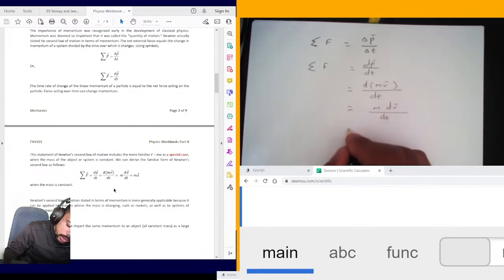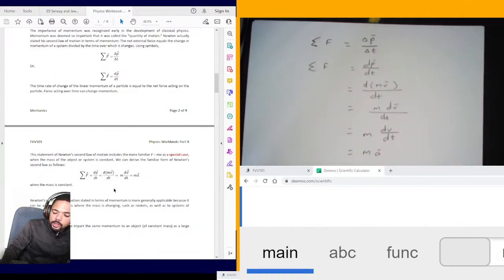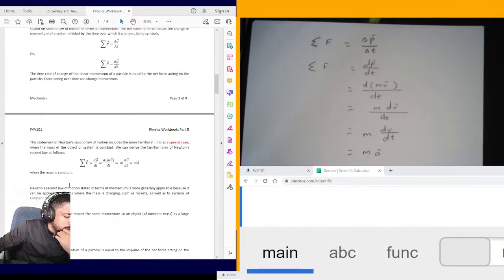Now the change in velocity over the change in time is nothing but the acceleration. And there you have Newton's second law expressed in terms of momentum. This is how Newton originally expressed his law.